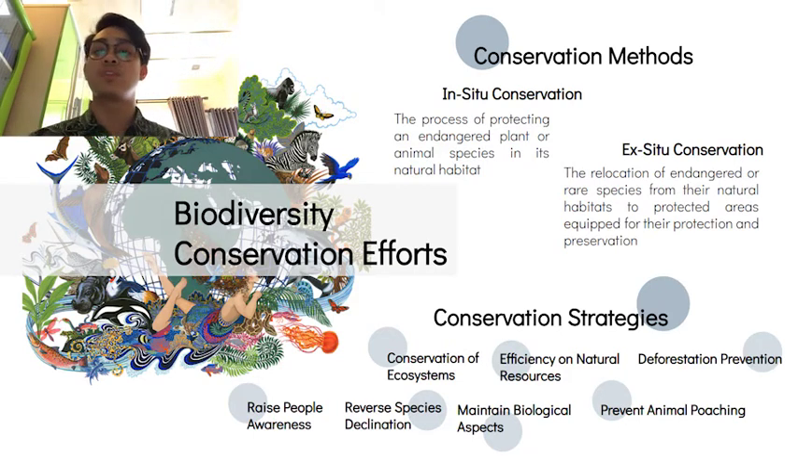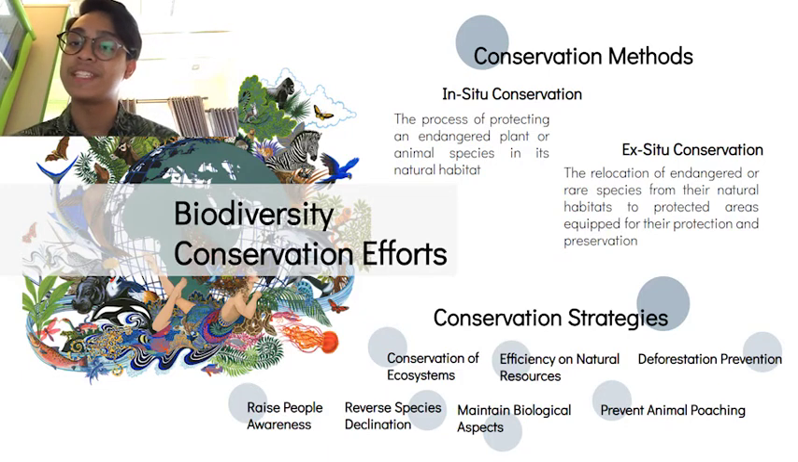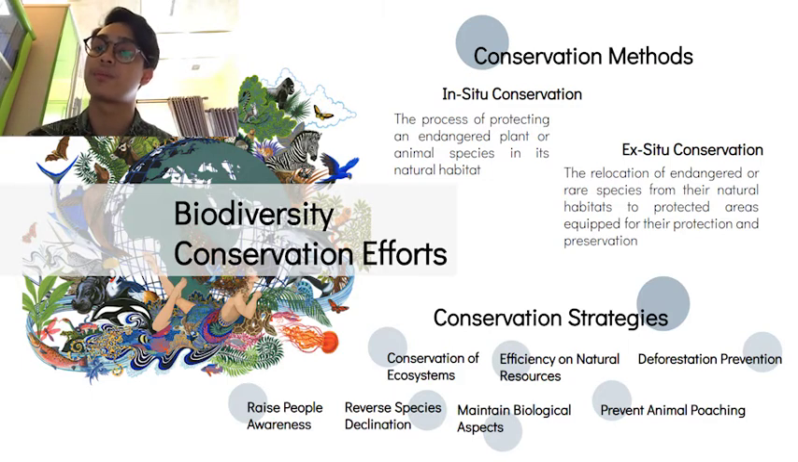In the conservation methods, we divide it into two sections: the first one is in situ conservation and the second is ex situ conservation. In situ conservation is a process of protecting an endangered plant or animal species in its natural habitat, while ex situ conservation is a relocation of the endangered species from their natural habitats to protected areas that are equipped for their protection and preservation.